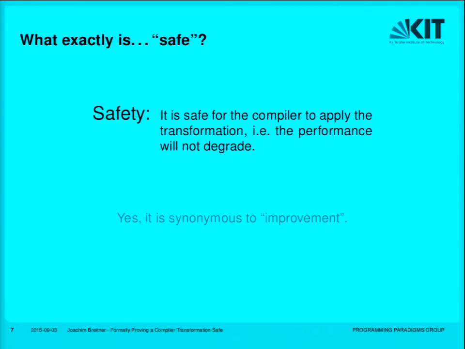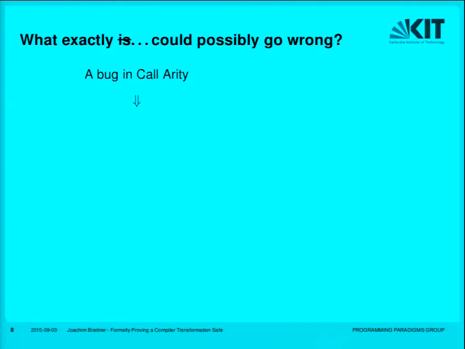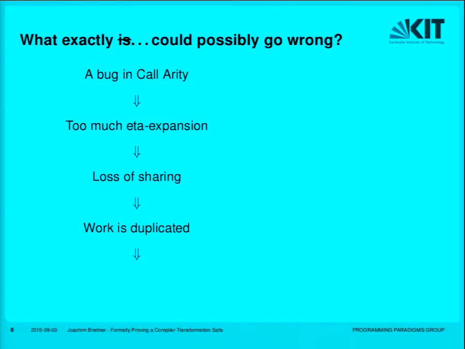How can call arity not be safe? So what could possibly go wrong? If there's a bug in the analysis, then it would do too much. It would eta expand more than it should. And as we've seen, if we eta expand more, then we lose sharing. If we lose sharing, we duplicate work. And any such work that we duplicate, in general, will be something that's allocating something. So it will be allocating code. Therefore, we will observe that the number of allocations is increasing.